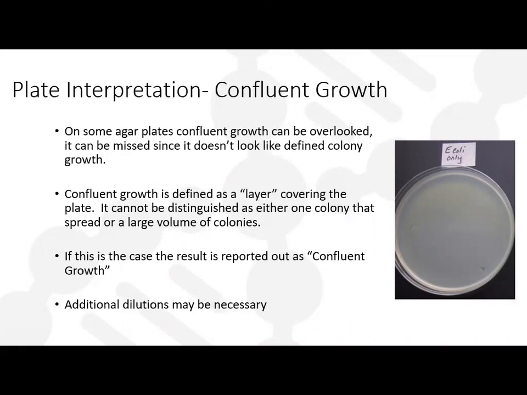coli, and it can't be distinguished as either a layer that resulted from one colony that spread, or a large volume of colonies that grew together into a layer. So that's why we don't call it a spreader. We don't call it TNTC, it is confluent growth, okay?